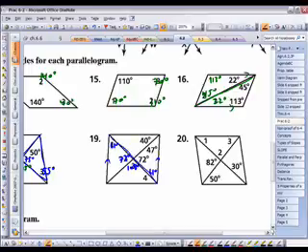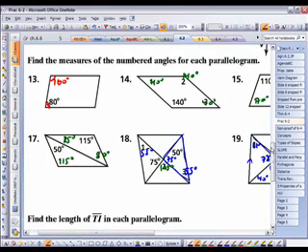And then to get angle 4, let's see, this would be 40 degrees down here because those are alternate interior. Together that's 148, which makes this one 32. Number 20 is a pretty similar idea.